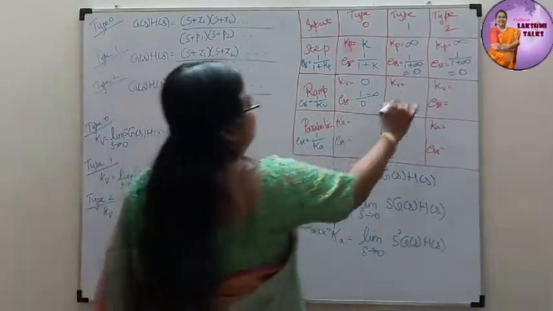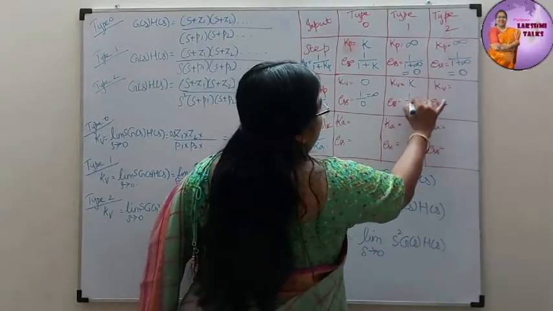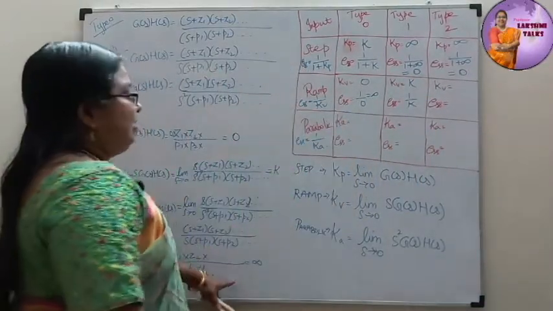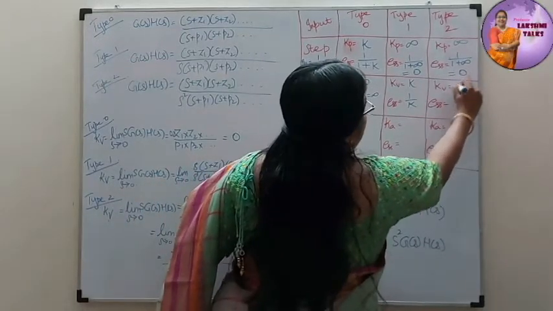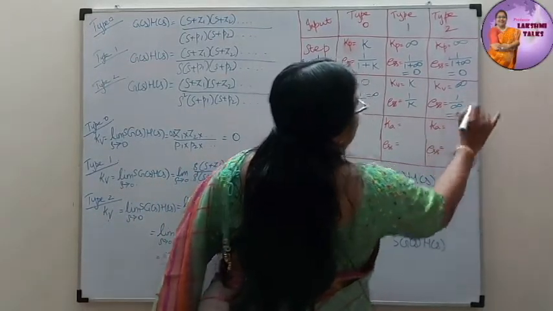And next is k. What about this? So it is 1 by k. And here it is infinity. So 1 by infinity is nothing but 0.